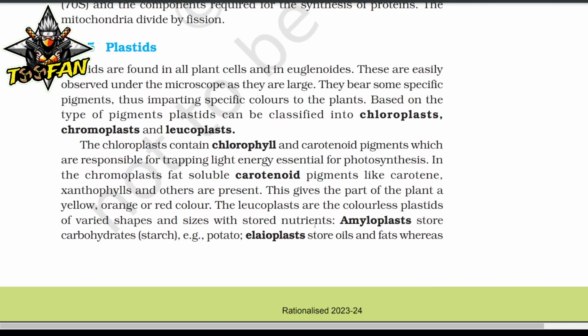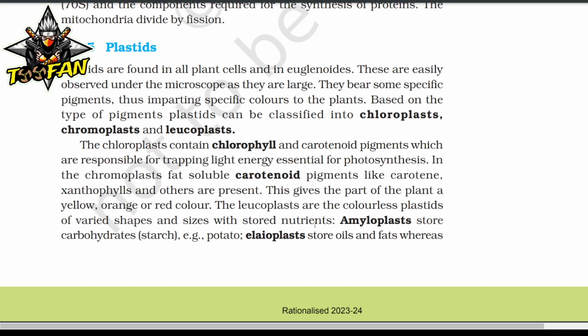Plastids. Plastids are found in all plant cells and in euglenoids. These are easily observed under the microscope as they are large. They bear some specific pigments, thus imparting specific colors to the plants. Based on the types of pigments, plastids can be classified into chloroplasts, chromoplasts, and leucoplasts.